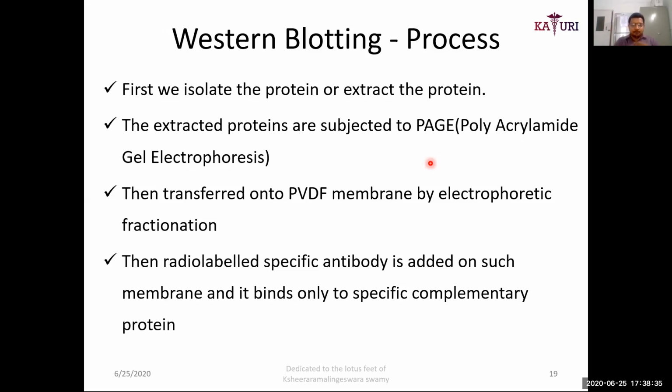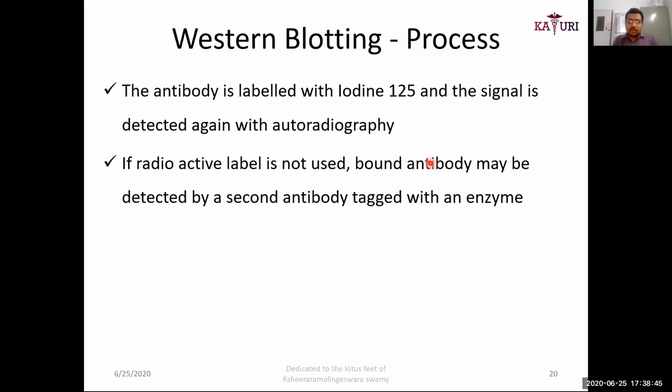the PVDF membrane. Then a radiolabeled specific antibody is added onto the membrane and it binds specifically to the complementary protein. In some techniques we can use iodine and autoradiography, but because it is a protein we can also use another technique. We can label a secondary antibody to the first primary antibody, where the secondary antibody can be tagged with horseradish peroxidase, an enzyme which can give you chemiluminescence on action by a substrate.